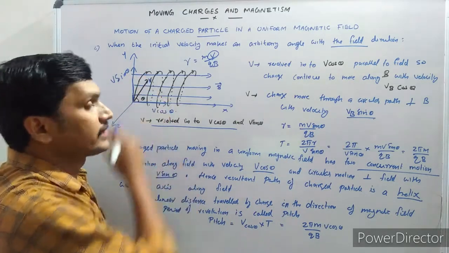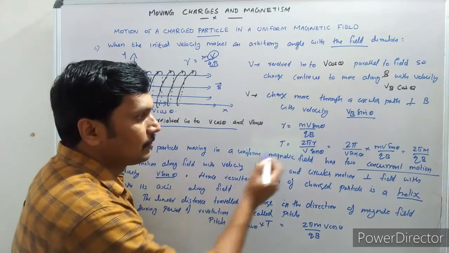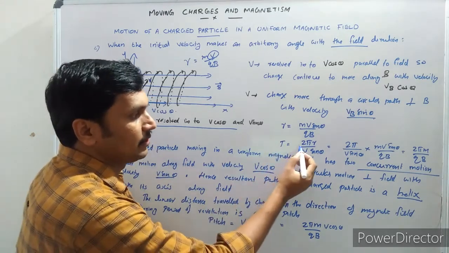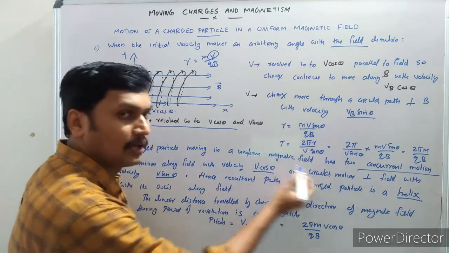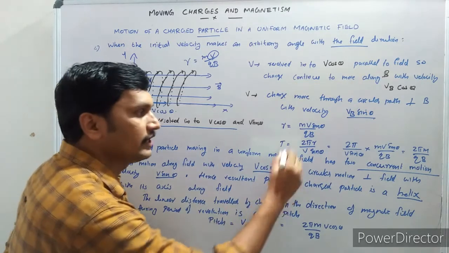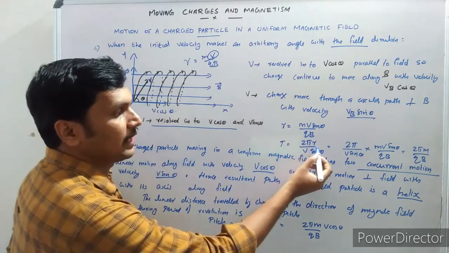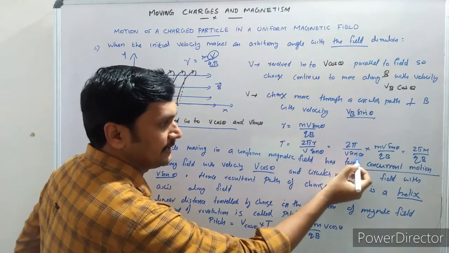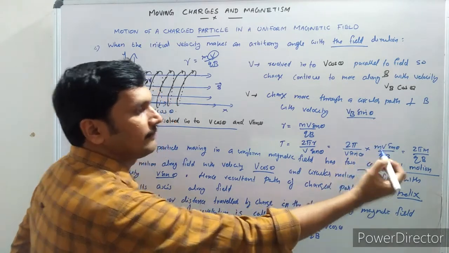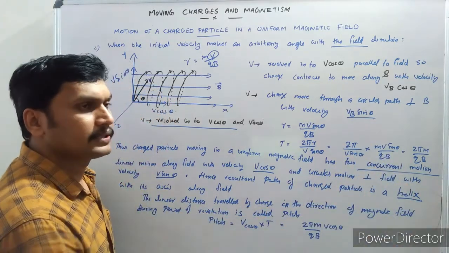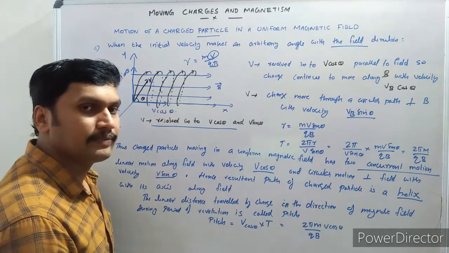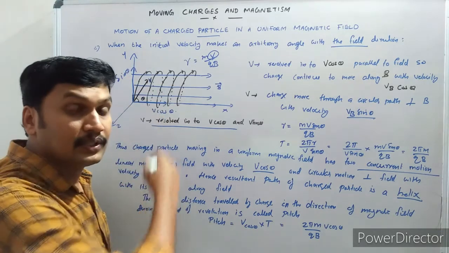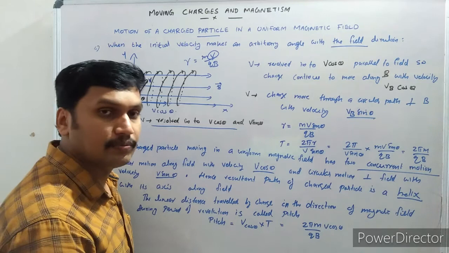Okay, that's the radius of that circular path. Now, what is the time period? Time period is equal to 2 pi r by velocity. What is the velocity? v sin theta. So, substitute for r: 2 pi by v sin theta, into r. r is equal to m v sin theta by qB. That is equal to 2 pi m by qB. The time period is equal to 2 pi m by qB.